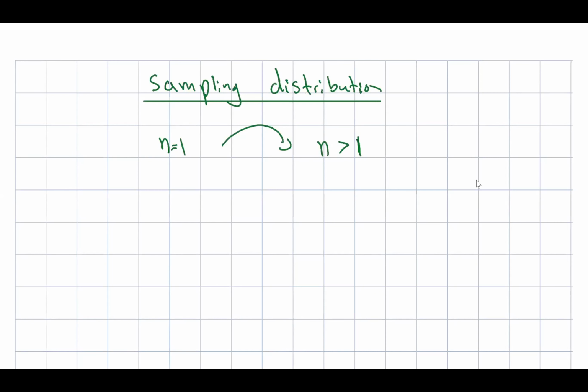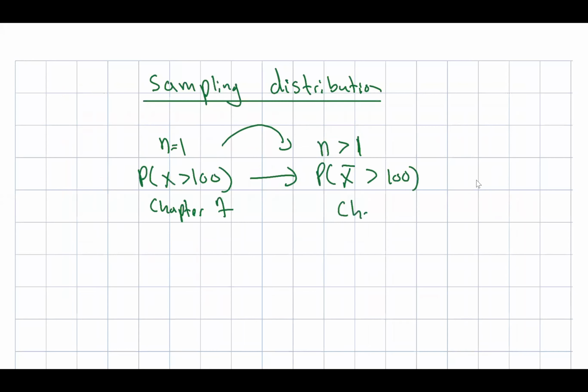So what that's going to look like, oops, sorry about that. It could look something like this. And we're going to transition over to this. So this is what we learned for chapter 7, and this is what we're going to learn in chapter 8. So instead of finding the probability that one individual has an IQ score greater than 100, I now want to find out the probability that a group of n many people have an IQ score of 100.